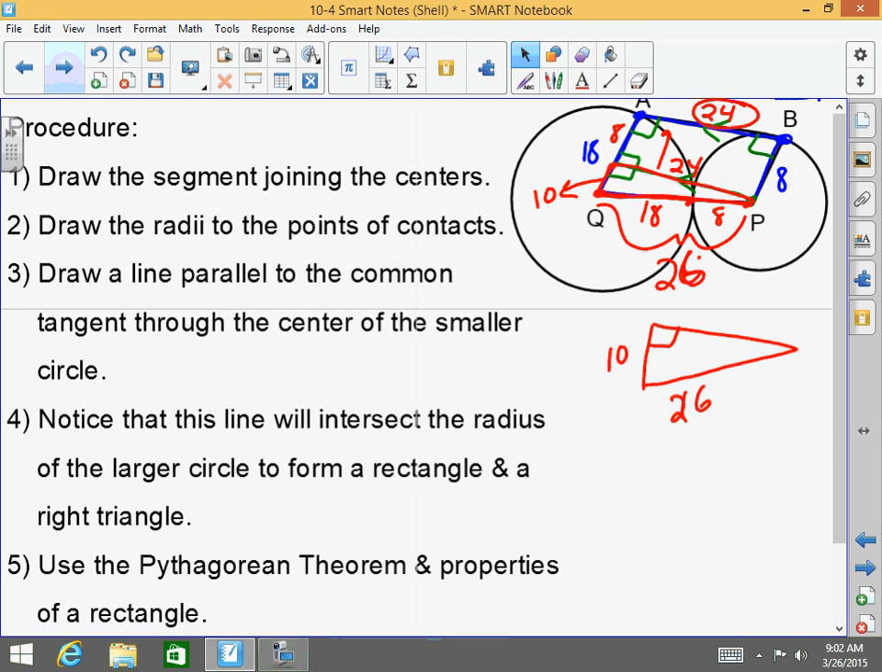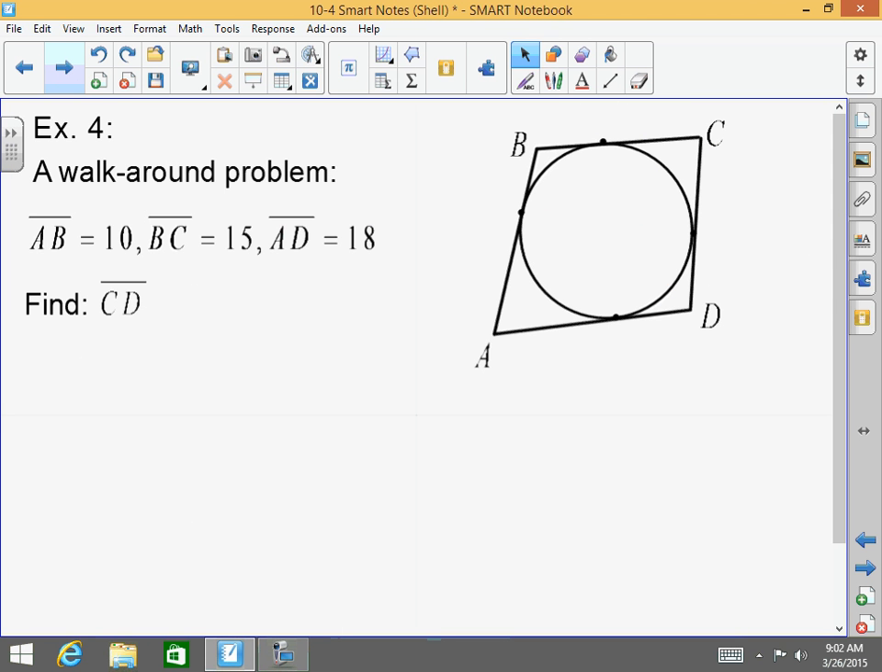All right. Last but not least, dog. It's called the walk-around problem. They tell you that segment AB is 10. They tell you that segment BC is 15. They tell you that AD is 18. And they want to know, what is CD?